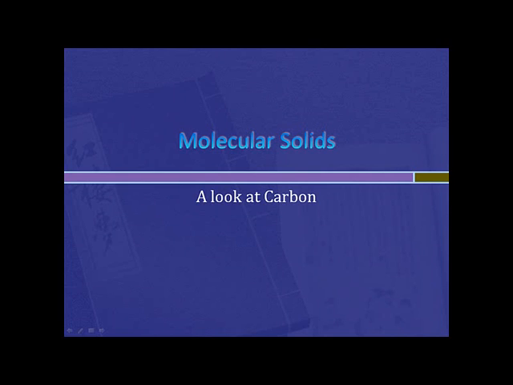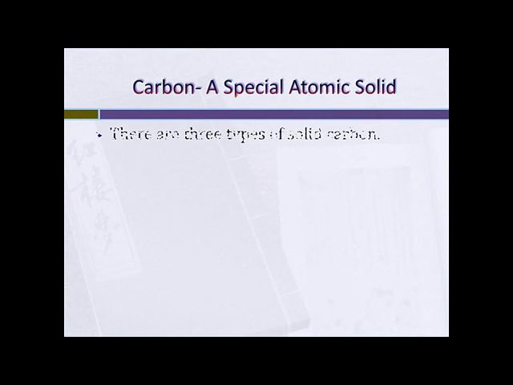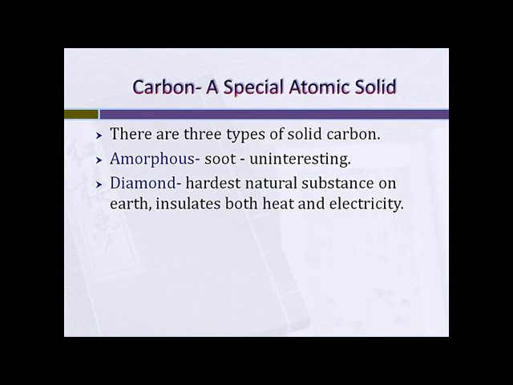This podcast is on molecular solids with a specific look at carbon. It is a special kind of atomic solid because there are three types of solid carbon. This is a good way to give us an understanding of the three kinds of molecular compounds that we get as solids: amorphous, diamond, and graphite.